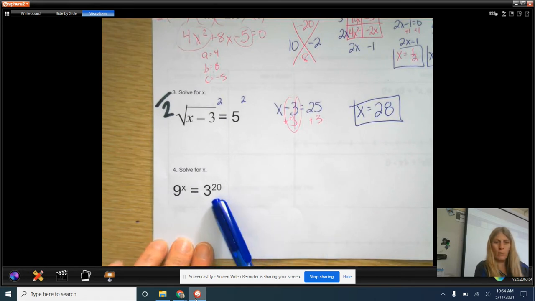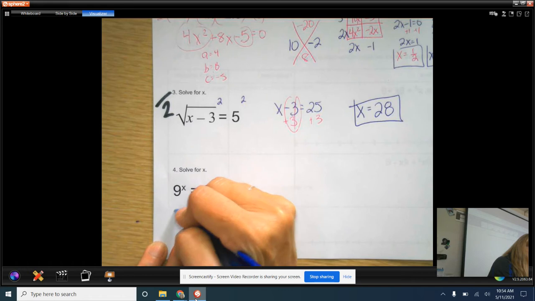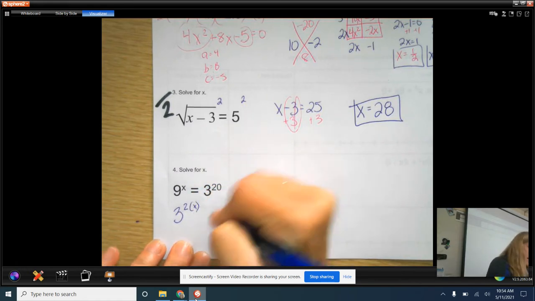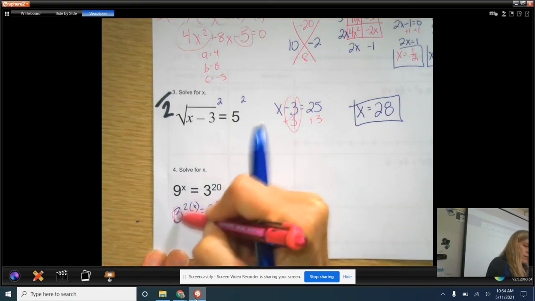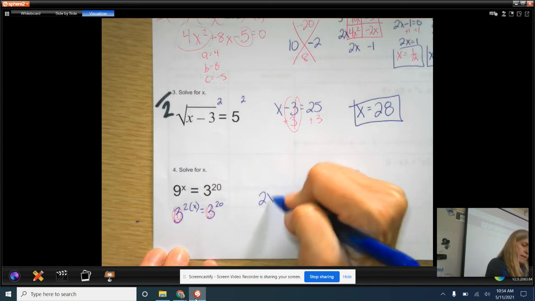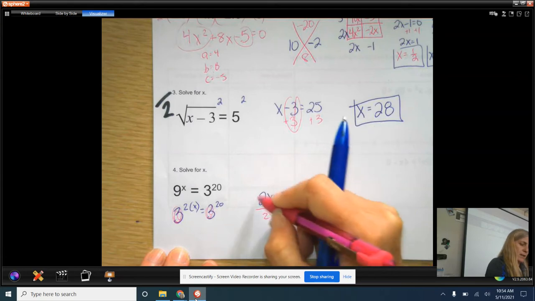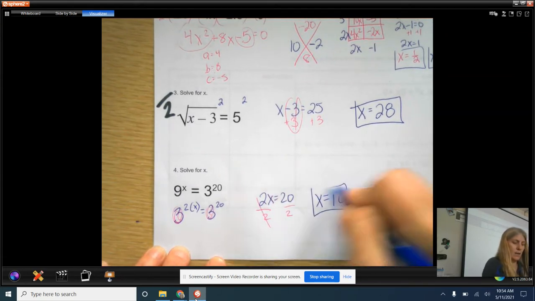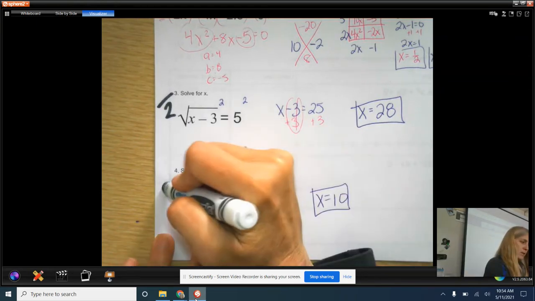So I look at the smaller one, 3, and I know that I can rewrite 9 as 3 squared. So 3 squared, and I put whatever was there already in parentheses, is equal to 3 to the 20th power. When the bases are the same, they go away, and we have left 2x is equal to 20. Divide both sides by 2, and x is equal to 10. So 1 point for the work and 1 point for the correct answer.